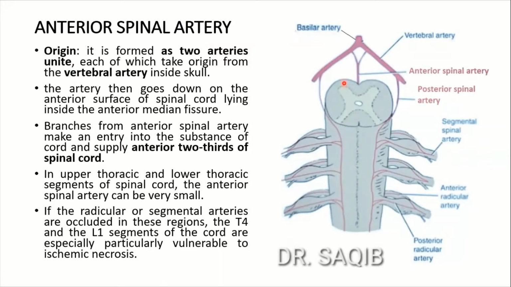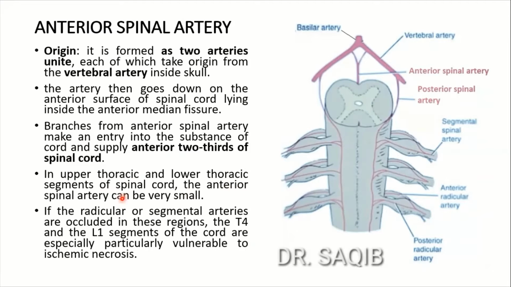The anterior spinal artery, as I told you already, is formed by the union of two arteries, each of which takes origin from the vertebral artery inside the skull. It then goes down on the anterior surface of the spinal cord, lying inside the anterior median fissure, right? This I told you already. Branches from the anterior spinal artery enter the substance of the cord and supply the anterior 2/3 of the spinal cord. This is a single artery, but it supplies the anterior 2/3 of the cord.